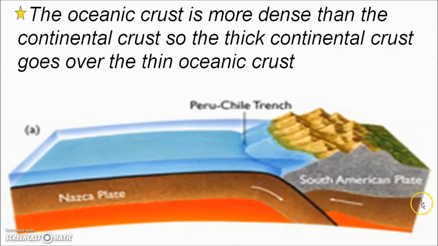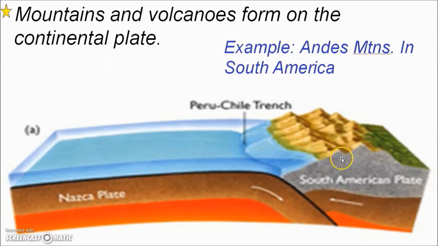It's really important that you have an understanding of this. That's why I was telling you in the last lesson why it's important to know the difference between the two types of crust, oceanic and continental, because they're going to behave very differently, and you're going to get some different results in terms of geological features depending on what kind of crust you have, oceanic or continental.